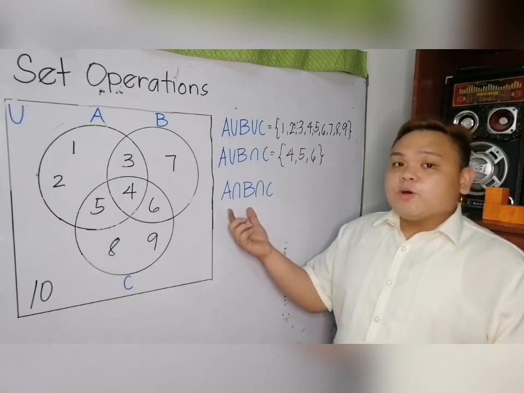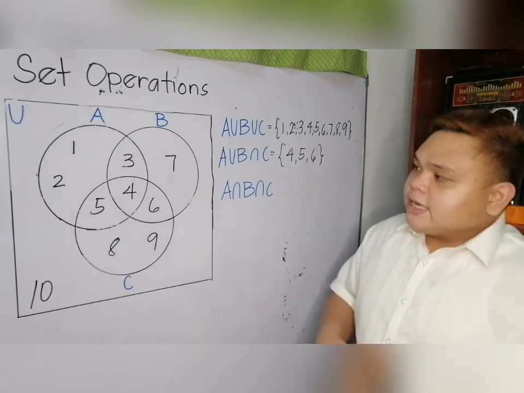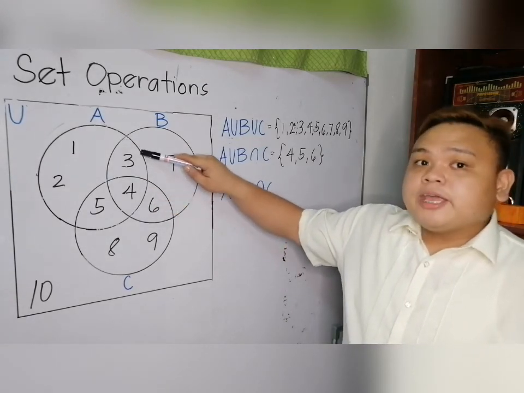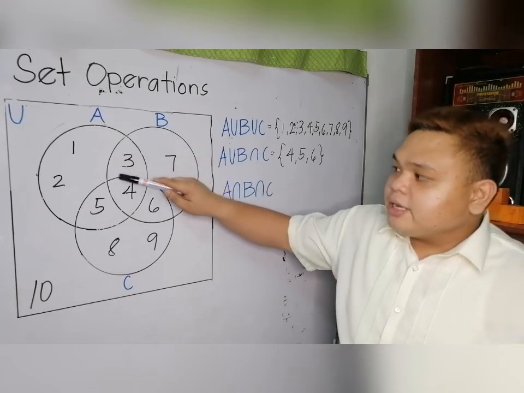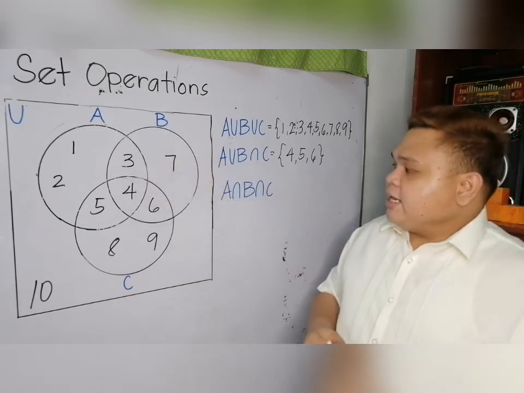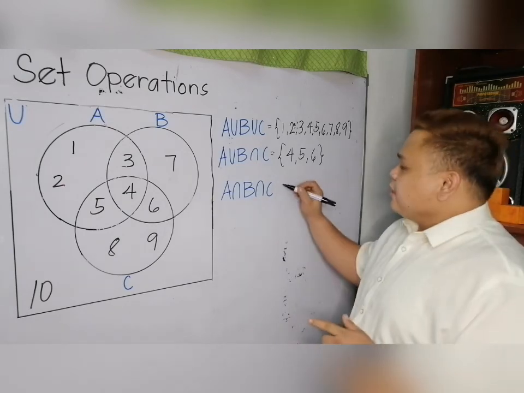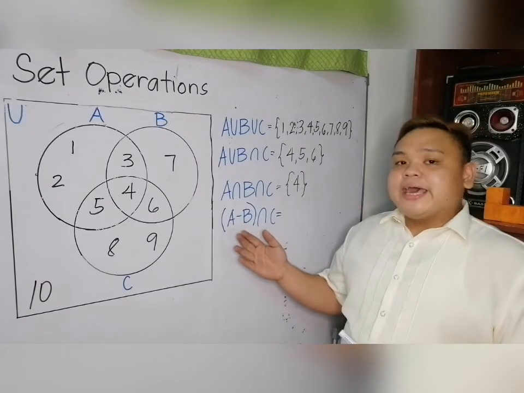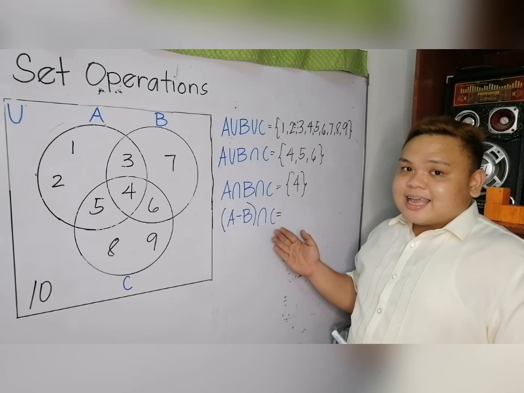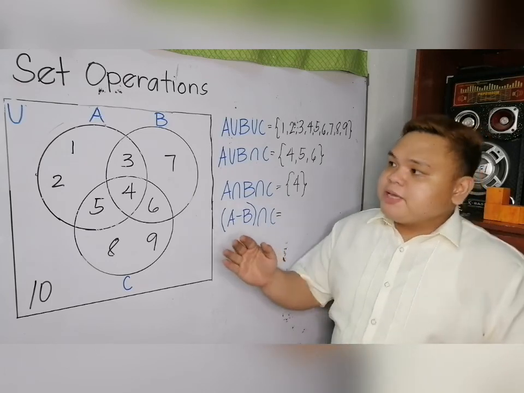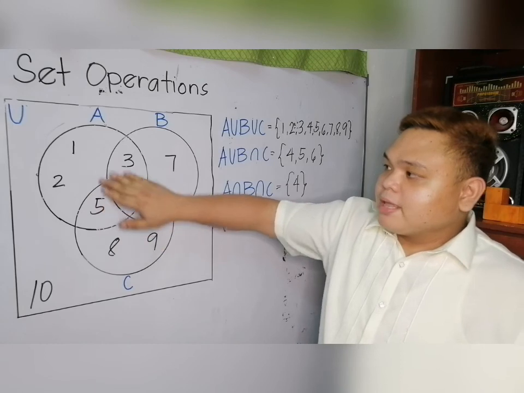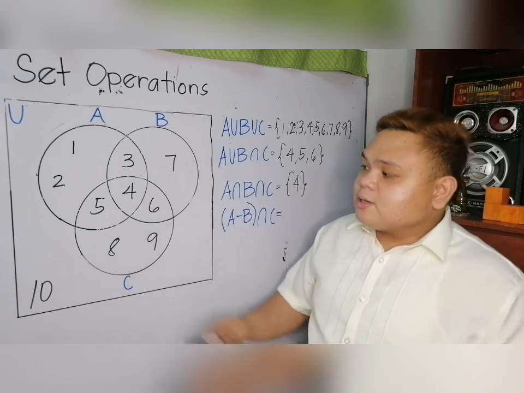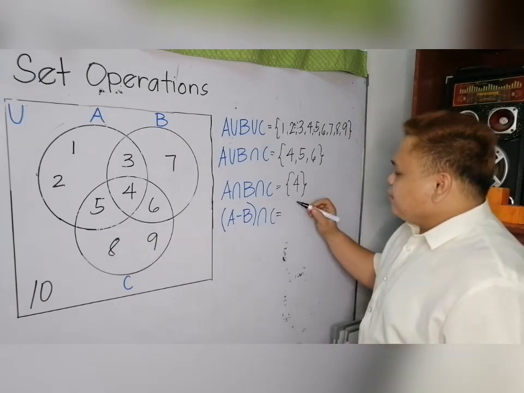Next, what if we have the intersection of A, B, and C? First, we're going to look for the intersection of A and B. And the intersection of A and B is this part. And the part of the intersection of A and B that intersects with C is only this part. Therefore, the intersection of A, B, and C is 4. Let us now move on to A minus B intersect C. In this case, A minus B will be this part. And then the part of A minus B that intersects with set C is only this part. And that is going to be 5.